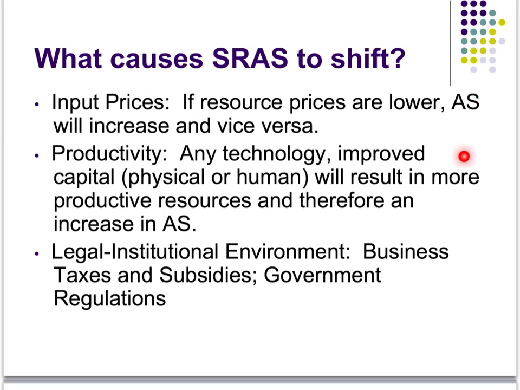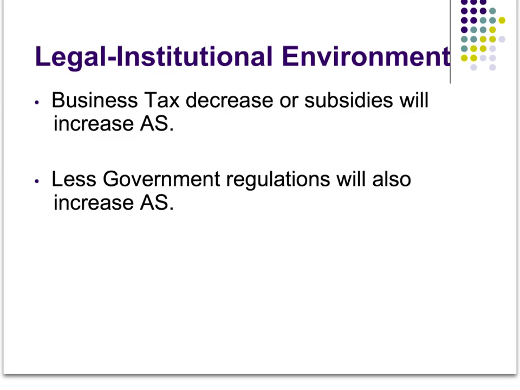If technology helps to improve, remember we'd shift the production possibility curve out. In this case, aggregate supply would also shift to the right, increasing production, increasing the short-run aggregate supply. Legal institutional environment deals with what businesses have to pay, or if they have to jump through more or fewer hoops. So if business taxes decrease, businesses have more money to hire more workers. If they hire more workers, they produce more goods and services.